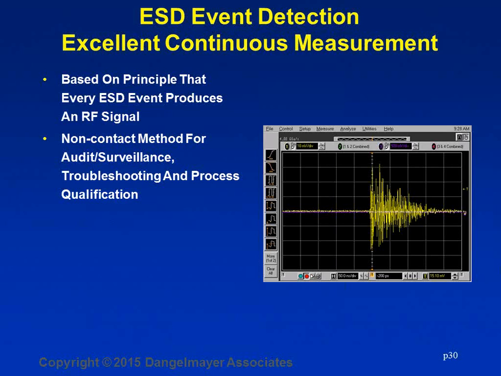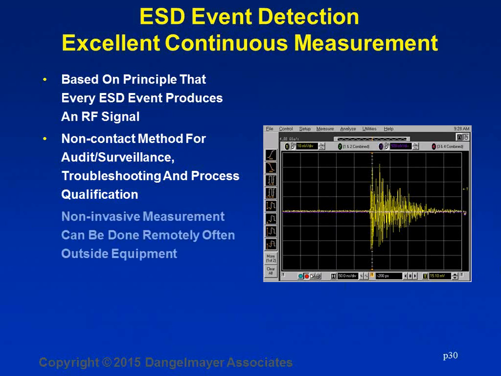Very effective tool, and it's non-invasive. It can be done remotely, outside the equipment, without disrupting the product flow. So everything is as normal. The product flow, the rate of flow is the same. There are no other objects traveling with the product, such as meters, that would alter the effective capacitance of the product. So it gives you a real-world assessment of what's happening.